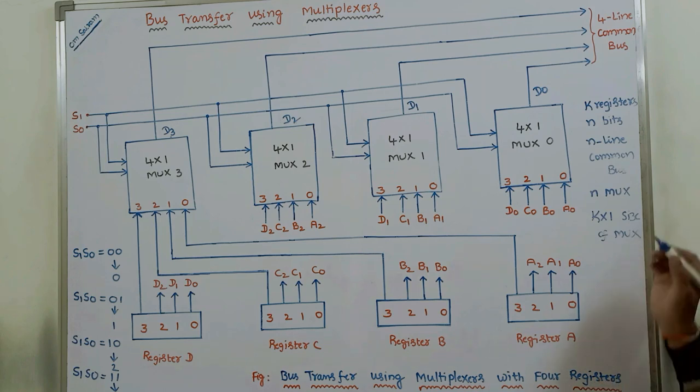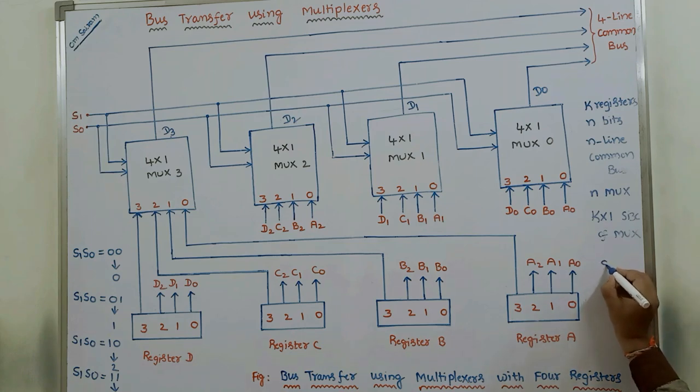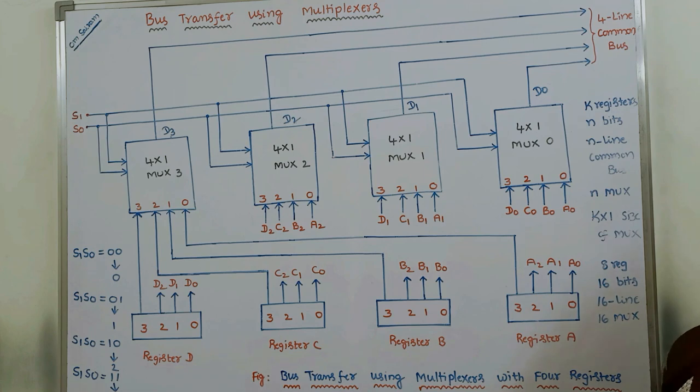Okay, so we are taking one example. A common bus system consists of 8 registers. Each register contains 16 bits. So, therefore, we require a 16-line common bus system. We require 16 multiplexers. Each multiplexer can take 8 data inputs and 1 output. Therefore, the size of each multiplexer is 8 by 1.